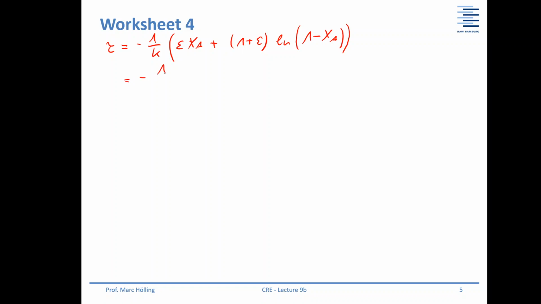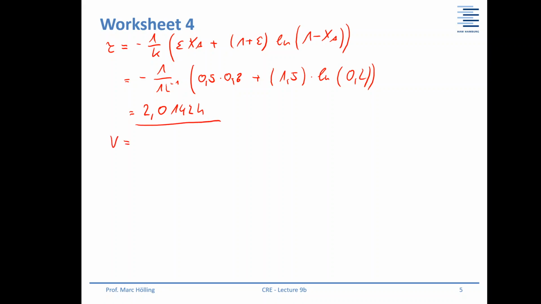Okay, this is minus 1 over 1, and then its epsilon is 0.5, the conversion is 0.8, plus 1.5 times ln 0.2, and then I end up with a residence time of 2.0142 hours. And again, we want to know our reaction volume.